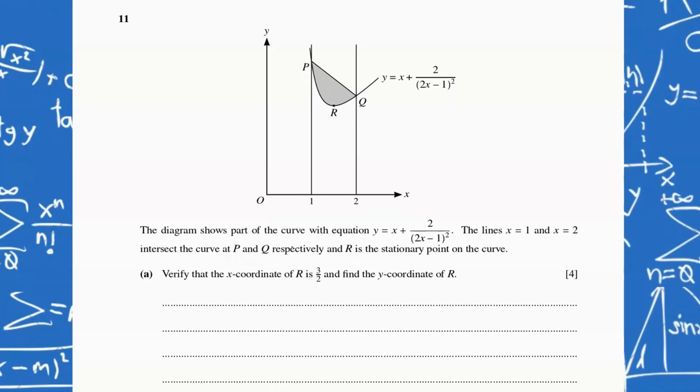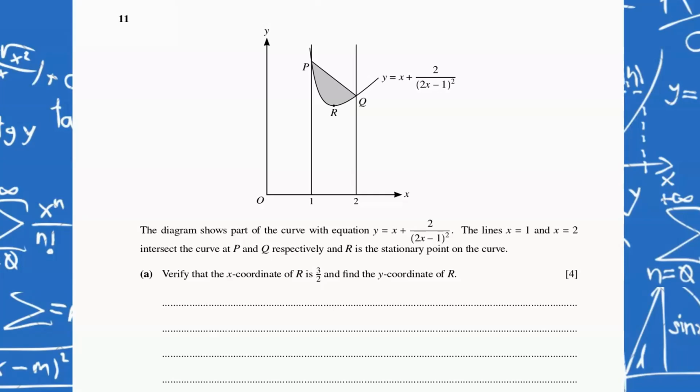It says the diagram shows part of the curve with the equation y is equal to x plus 2 over (2x minus 1) squared. The lines x equal to 1 and x equal to 2 intersect the curve at P and Q respectively, and R is the stationary point on the curve. So on part A, verify that the x-coordinate of R is 3 over 2 and find the y-coordinate of R. Okay, so here they say we should verify that the x-coordinate of R, and R is that stationary point, is 3 over 2.